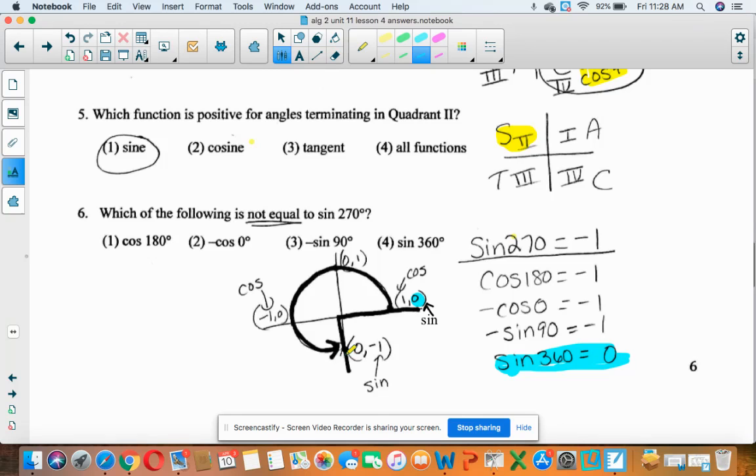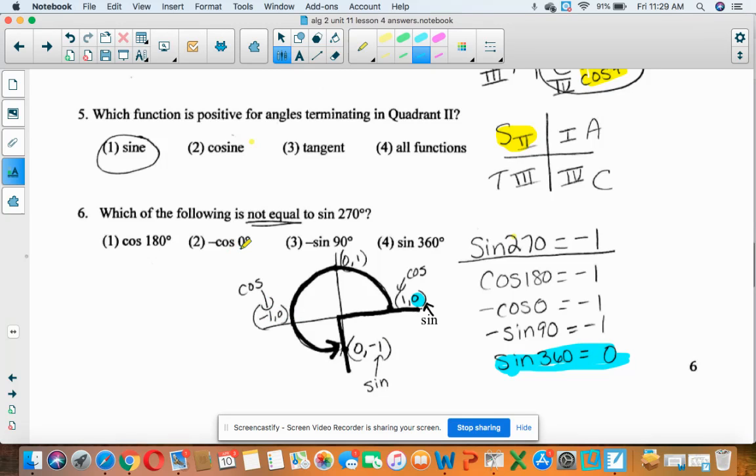So this is the sine of 270 right here, because remember, x is the cosine and y is the sine. So the sine of 270 is -1, because this point right here is an angle of 270 degrees. This is 0, 90, 180, 270, 360. So the sine of 270 is -1. And then I did the cosine of 180. The cosine of 180 is right here. Cosine of 180 is -1.